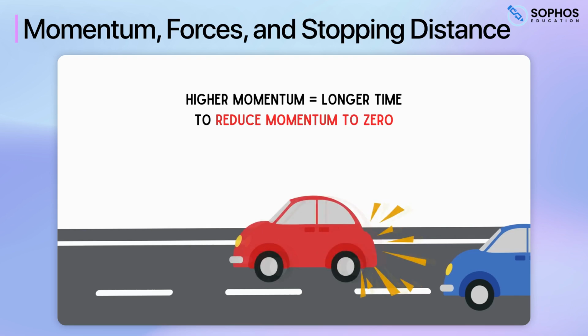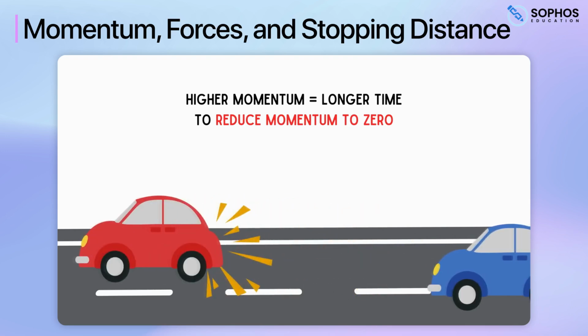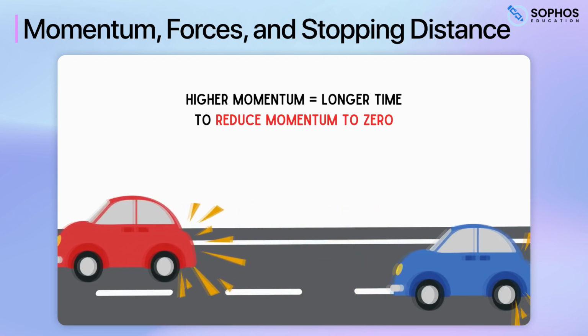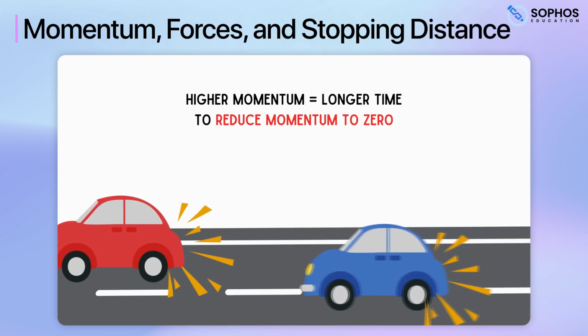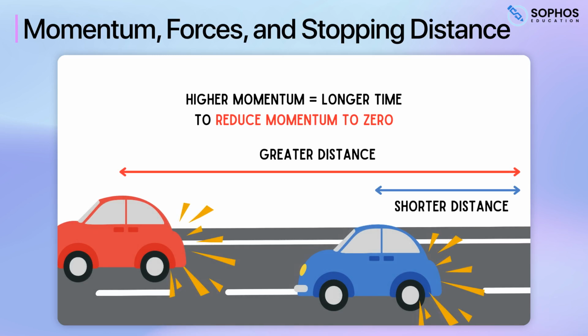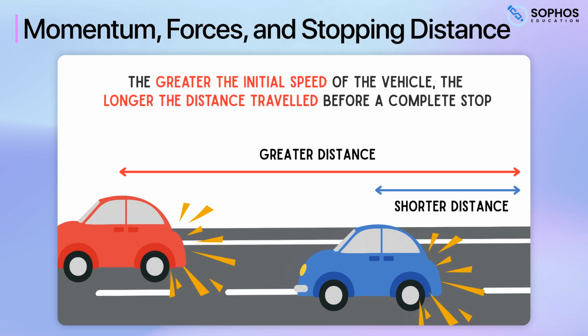If the braking force is constant, a vehicle with higher momentum, due to higher speed, will take more time to reduce its momentum to zero. As a result, the vehicle will cover a greater distance during the braking process. In simpler terms, the greater the initial speed of the vehicle, the longer the distance it will travel before coming to a complete stop, assuming the braking force remains the same.